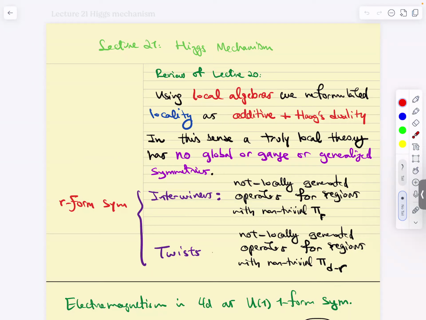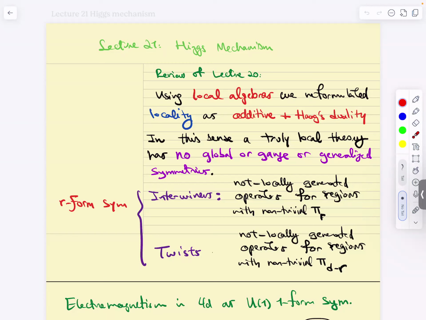But the example I want you guys to have in mind is 4 dimensions and gauge theory. If this language is way too formal, what I want you to have in mind is 4 dimensional gauge theory as a theory with one form symmetry, right? And this is for you to know where it generalizes. So the 0 form symmetry is global symmetry, right? And when you insist on a local description, what you actually do is the following.